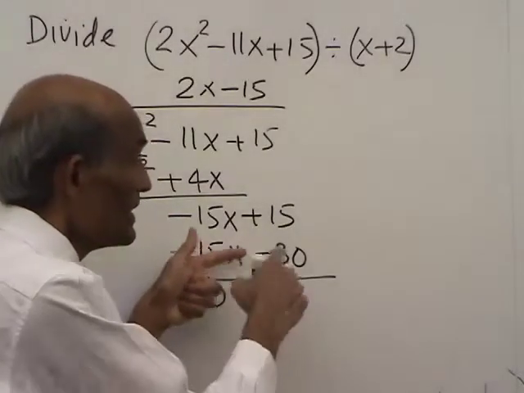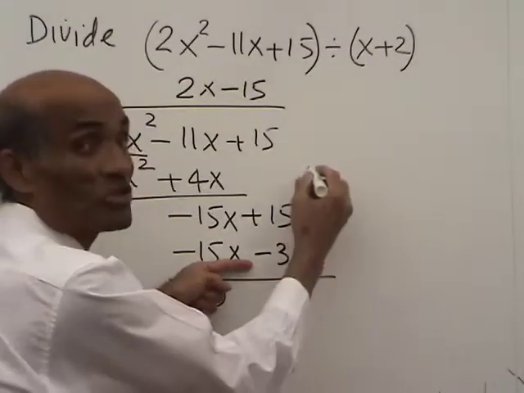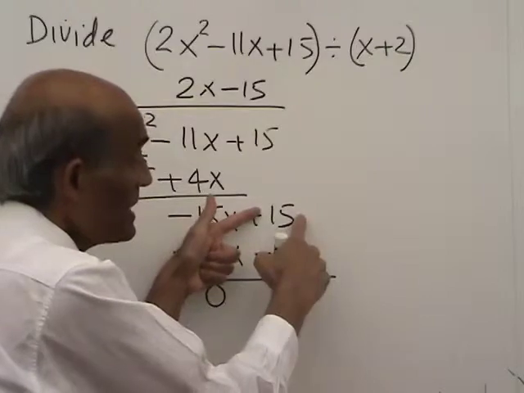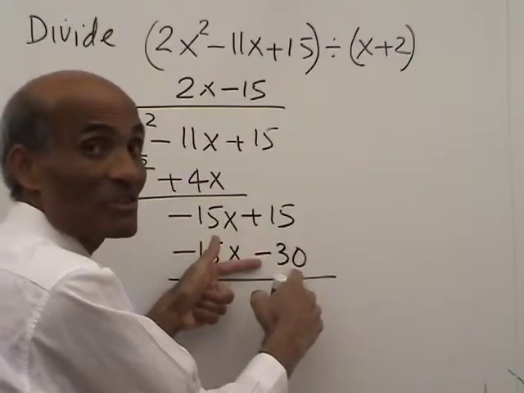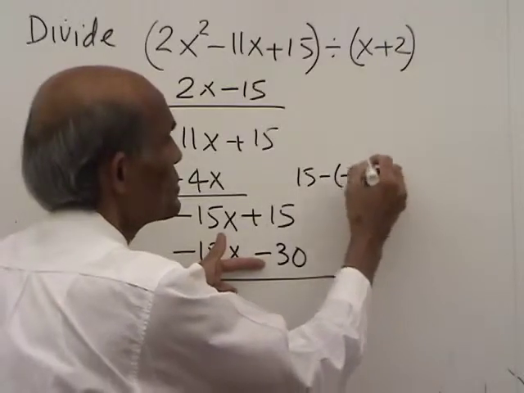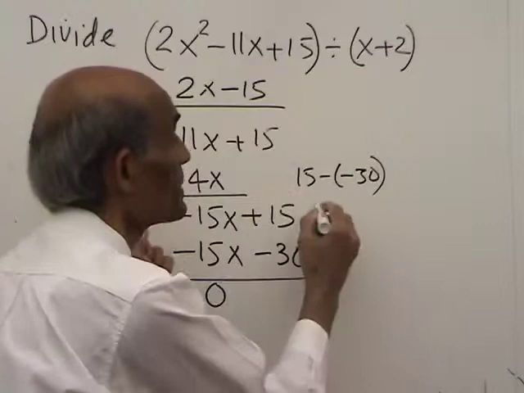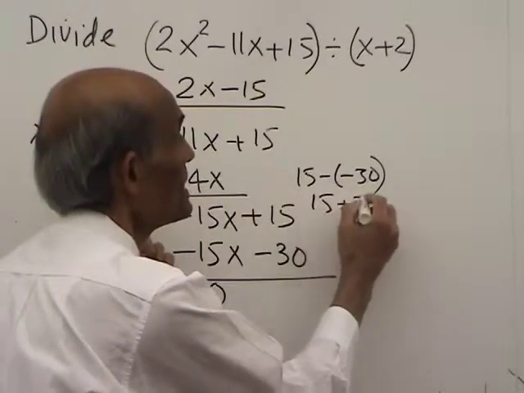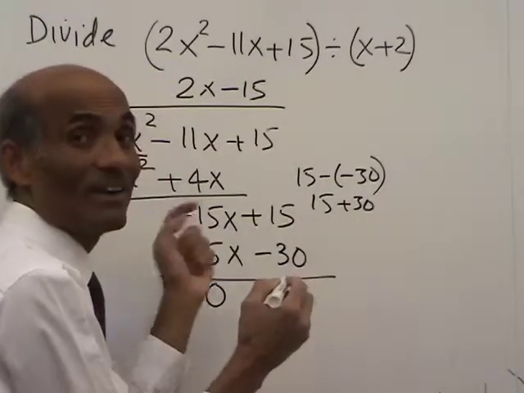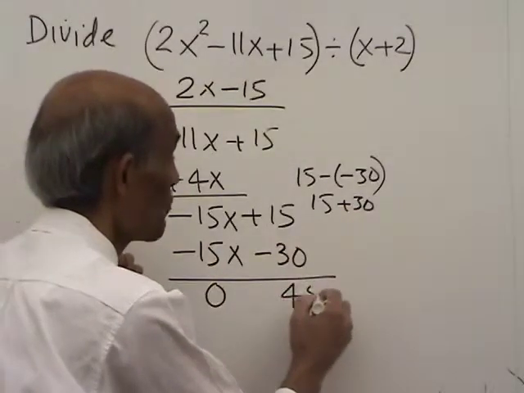Alright, look at this. You are now going to subtract a negative number. Watch here, I'm going to write it here. 15 minus negative 30. What is that? 15 minus negative 30 is 15 plus 30. And 15 plus 30 is plus 45.